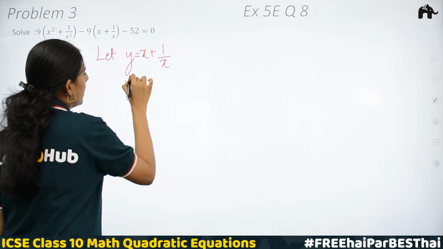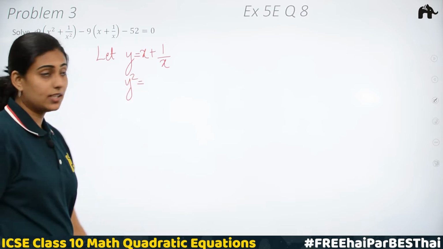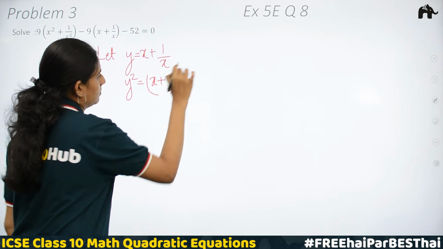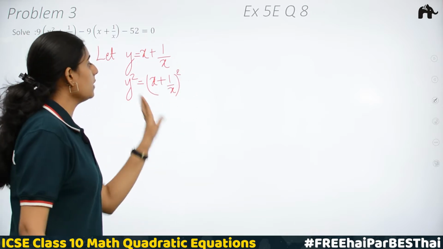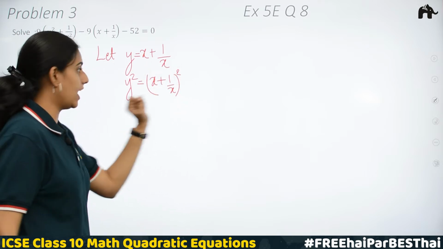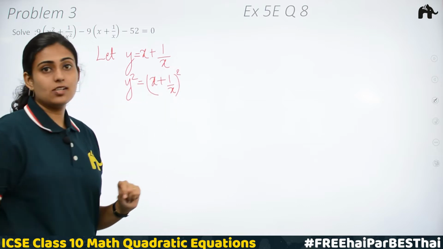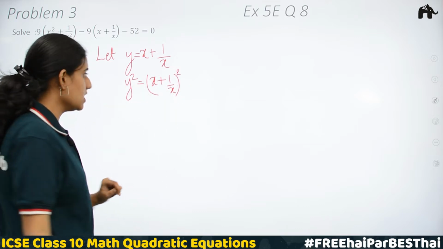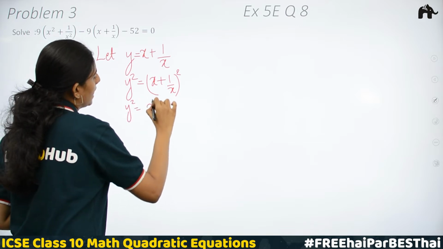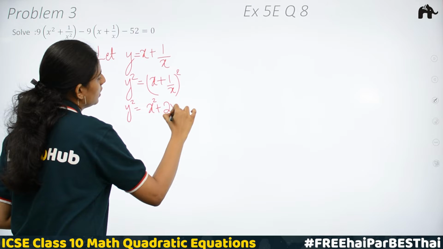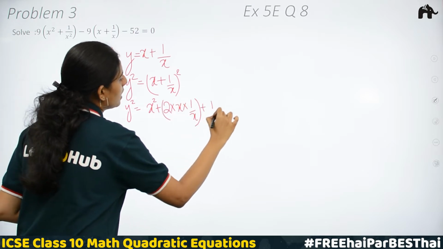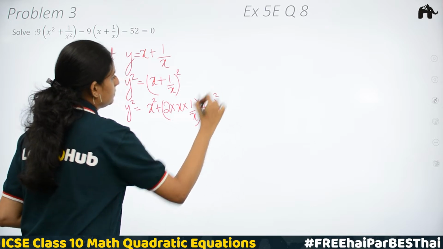Then what is y square? Y square is equal to (x plus 1 by x) whole square. Okay, this is of the form (a plus b) whole square. Here a is equal to x and b is equal to 1 by x. (A plus b) whole square is equal to a square plus 2ab plus b square, which means y square is equal to x square plus 2 into x into 1 by x plus (1 by x) whole square.